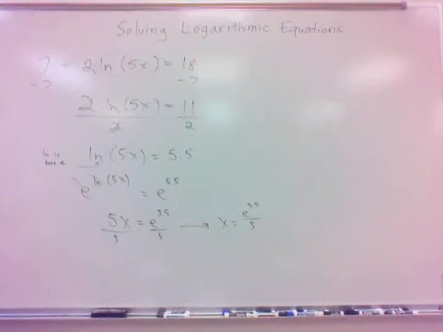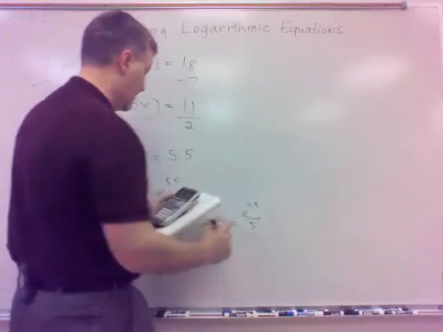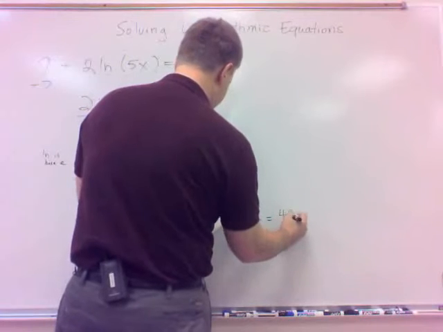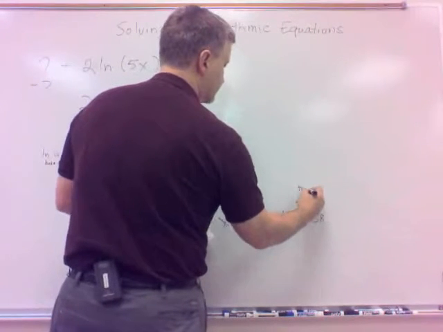Plug it in. e to the 5.5. Now that's 244.69. Then divide that by 5. I get 48, depending on how many, let's say 3 decimal places. 48.938 to 3 decimal places.